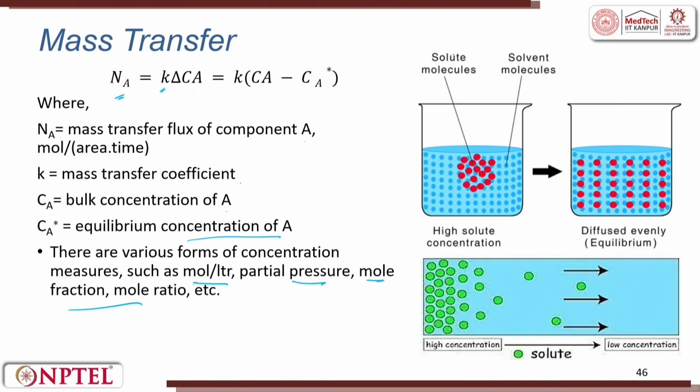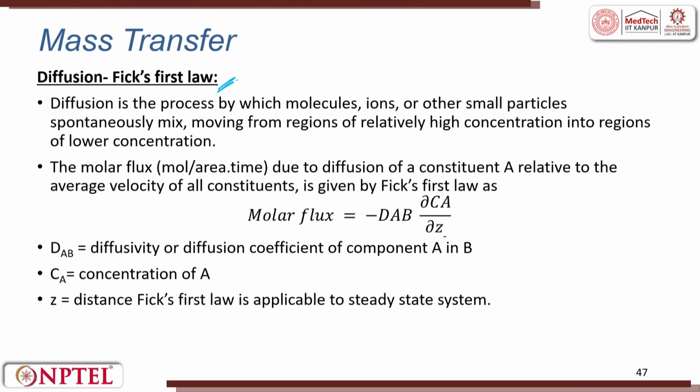So, here you have solute molecules and these are all solvent molecules. They get diffused and form this. This is diffused evenly, at equilibrium. Then here you have a higher concentration and a lower concentration. Here you have a solute which tries to move. So, the mass transfer is dictated by diffusion, Fick's first law. Diffusion is a process by which molecules, ions or other small particles spontaneously mix, moving from a regime of higher concentration into a lower concentration.